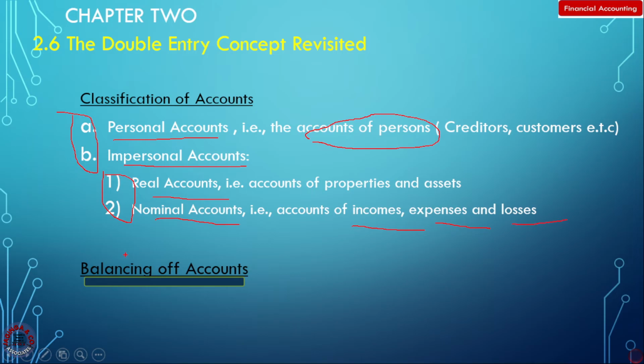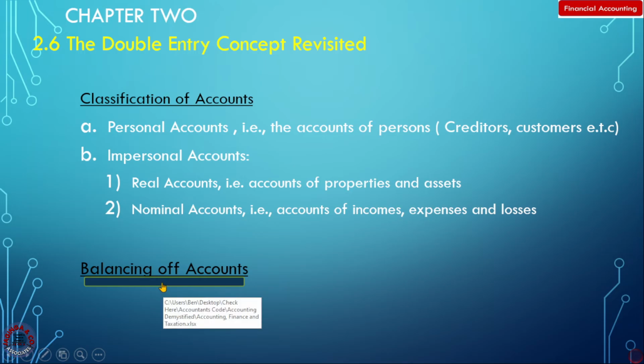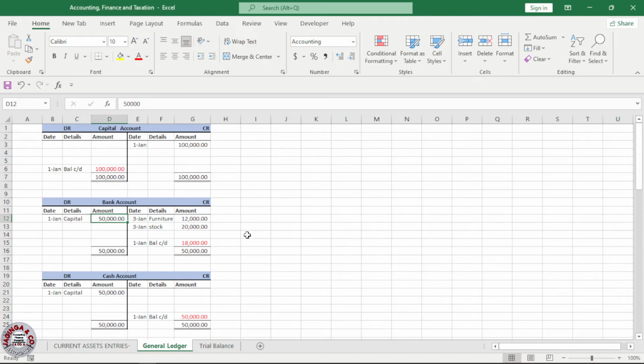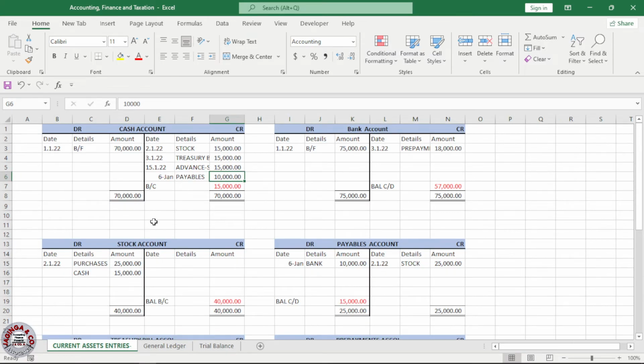So we also have down here balancing off of accounts. So what do we mean when we talk about balancing off of accounts? So this we can explain with the Excel workbook. So let me use this example again to explain the same thing, or let me just try to use this one for current asset entries.